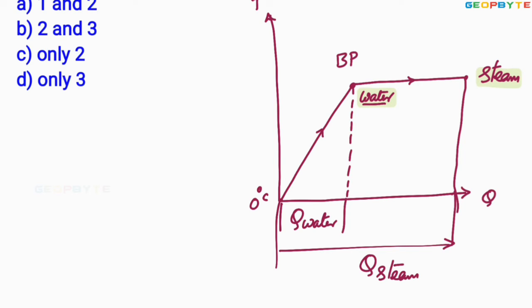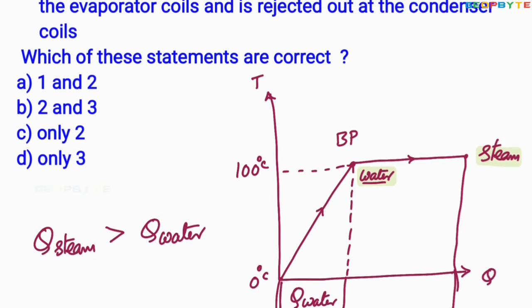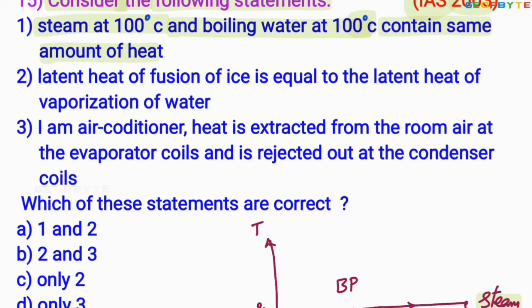Now look at the heat quantities. The water and steam are available at 100 degrees centigrade, that is the boiling point. Heat maintained by the steam is always greater than heat maintained by the water. Anyhow, the first statement is absolutely wrong. Come to the second statement.